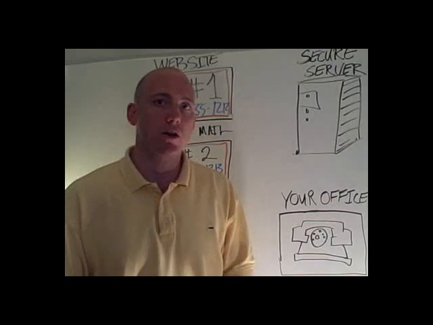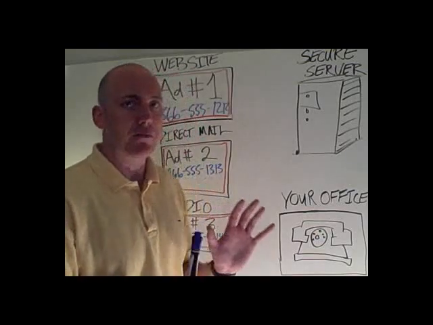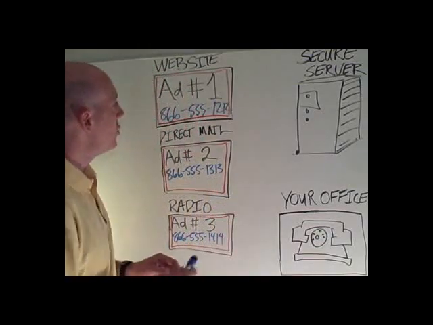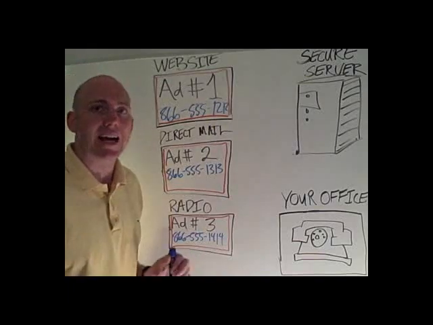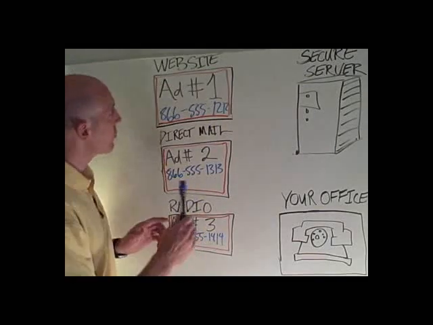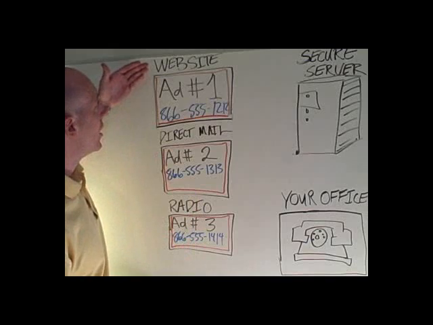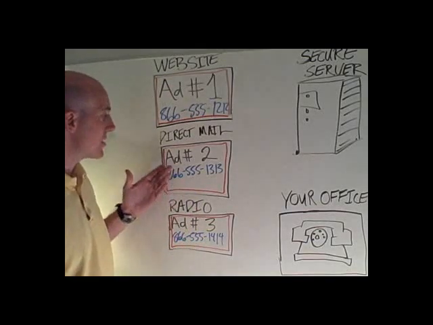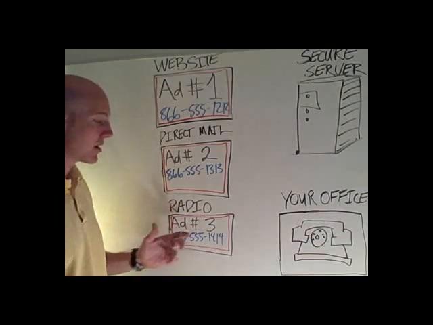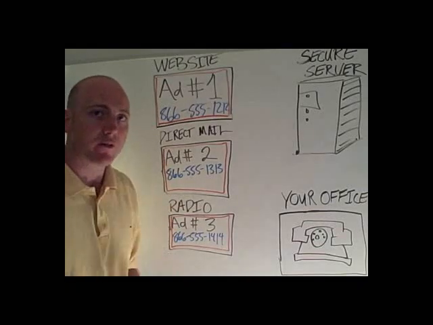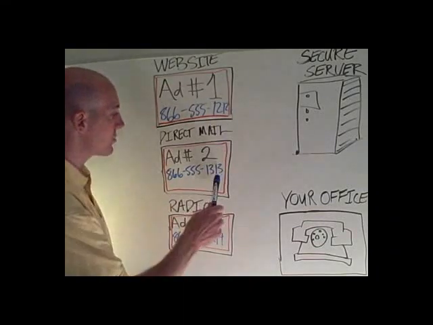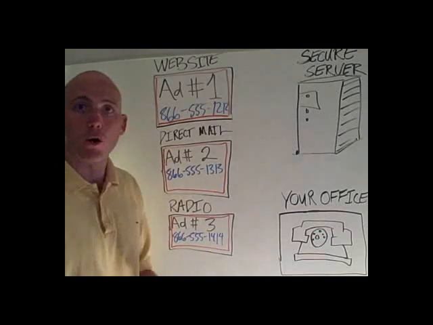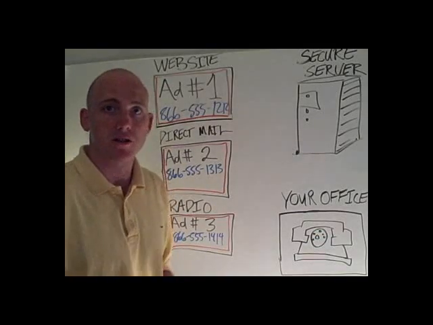So if you're going to use call measurement, this is the basics of how inbound call measurement works. You would put unique phone numbers in various ad sources. So imagine here on the whiteboard I have a diagram. Your website represents ad number 1. Your direct mail represents ad number 2, and your radio is represented by ad number 3. In each one of these sources we have a unique call measurement number. Now these numbers can be local or toll-free, and they come directly from our system.